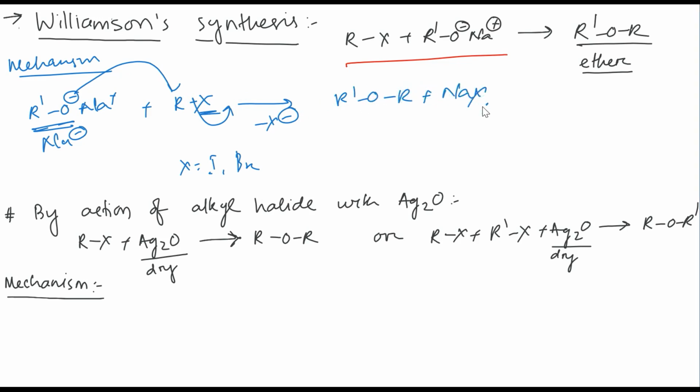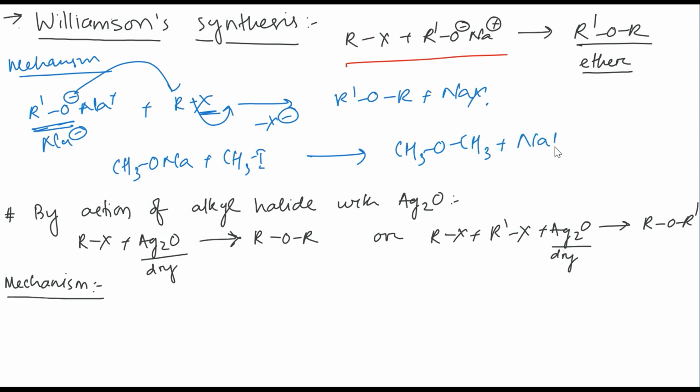We consider one particular example like CH3ONa plus CH3I. There will be formation of CH3OCH3 plus NaI. This is Williamson synthesis. Okay.